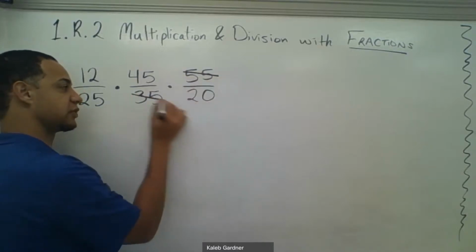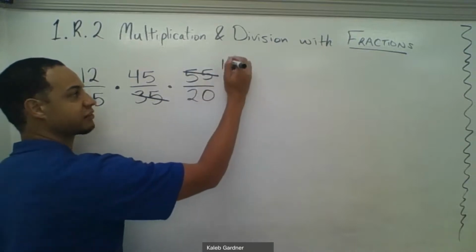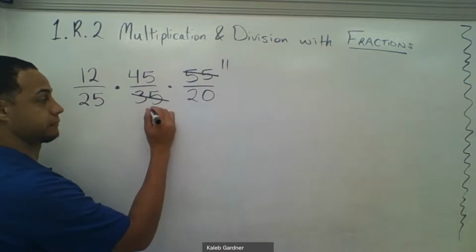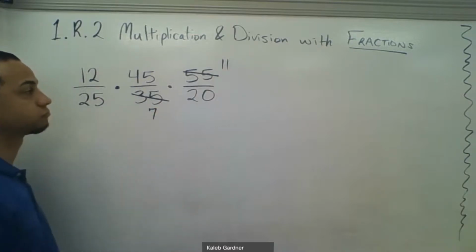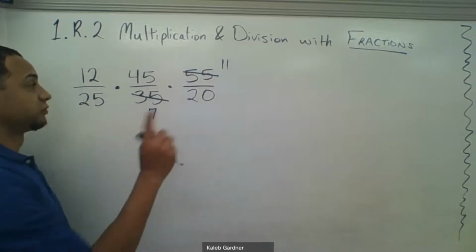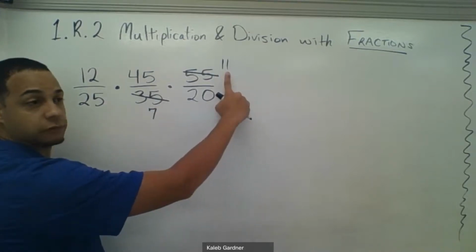55 and 35 both reduce by 5. 55 divided by 5 is 11, and 35 divided by 5 is 7. All right, so let's do another reduction. First of all, none of these 3 divide by 11, and that's okay.